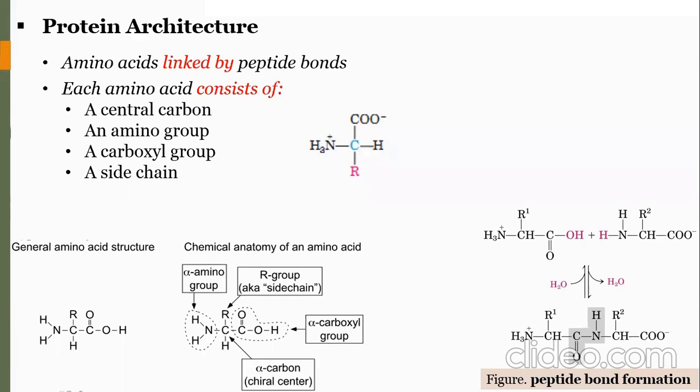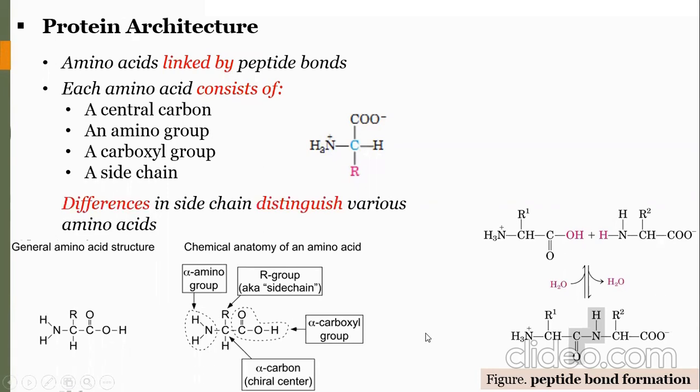So this chiral carbon is actually the alpha carbon, because the nomenclature goes alpha, beta, and so on, if we have some further classification based on how we name these amino acids. So this is regarding that. This one will be the alpha carbon, and this is actually the chiral carbon.